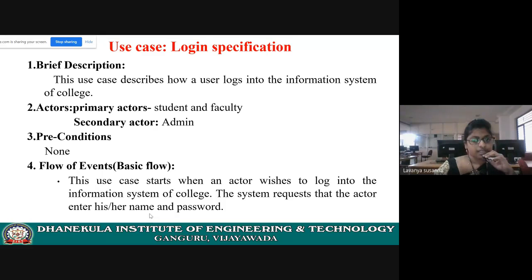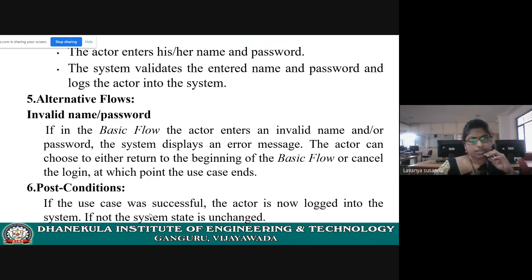Next point: the system requests an actor to enter password. Next, the actor enters the password. After entering the password, what does the system do? The system validates whether you have entered the correct username and password or not. This is the last point, the system should validate, right? After that, if it is successful, you will log into the system.